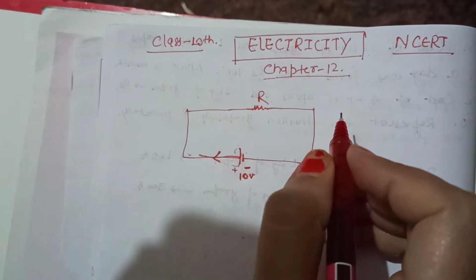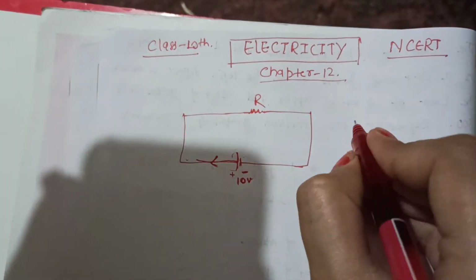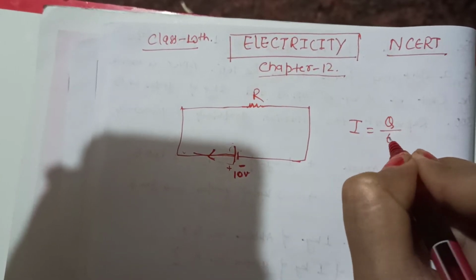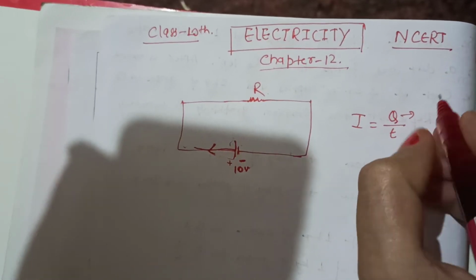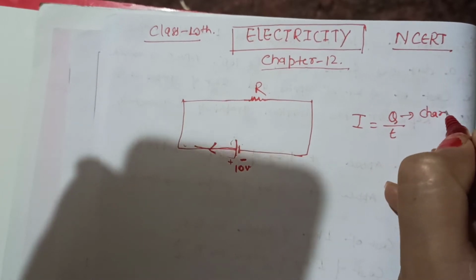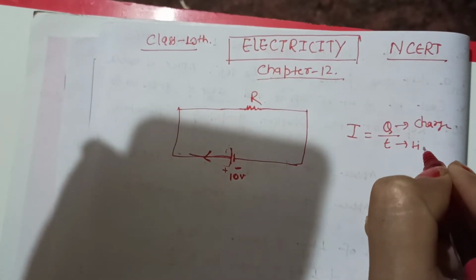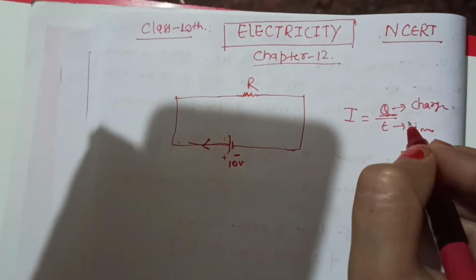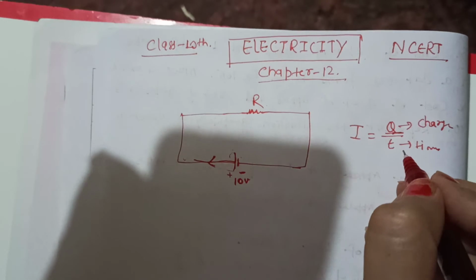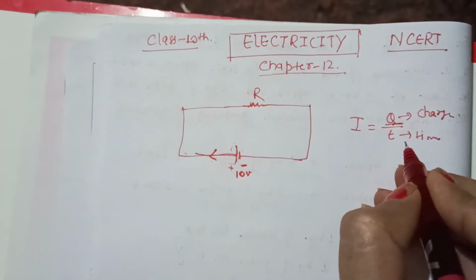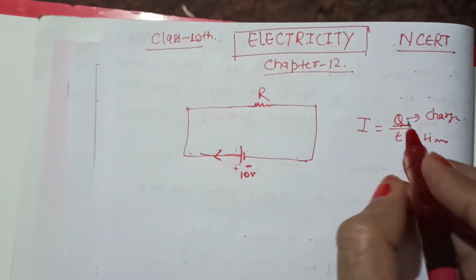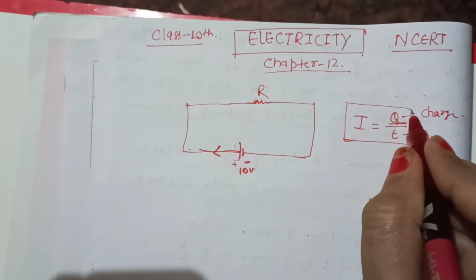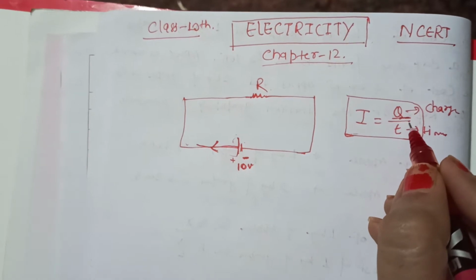So we'll know what current actually is. Current I is Q by T. Q is the charge and T is the time. If net charge Q flows through any cross section of a conductor in time T, I will be Q by T. This is a very important formula. You can remember I is equal to Q by T.